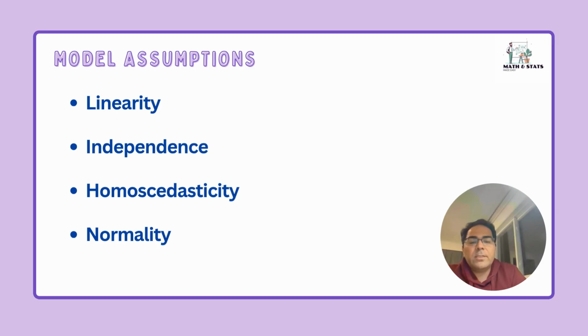For linear regression models to be valid, we need the following assumptions. The first assumption is linearity, which means that the relationship between the response variable and covariates is linear. The second assumption is independence, which means that errors are independent. The third assumption is homoscedasticity, which means that the variance of errors is constant. And the last assumption is normality, which means that errors are from a normal distribution.